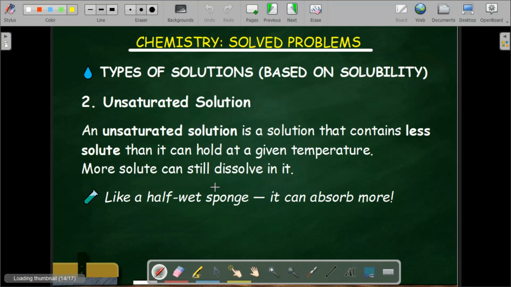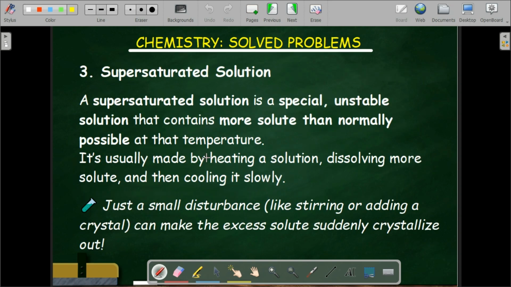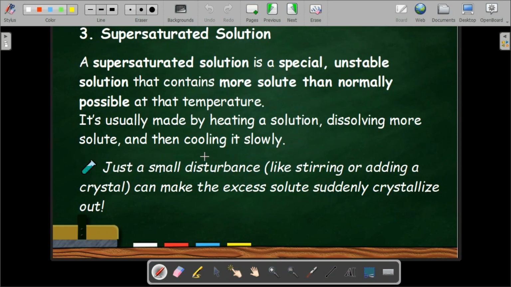Now, the second example is an unsaturated solution. A solution is said to be unsaturated when it contains less solute than it can hold at a given temperature. That is, we have less solute than the solvent can dissolve, so the solution is unsaturated. Whereas a supersaturated solution is when the solute in the solvent is more than what the solvent can dissolve, then we say the solution is what?